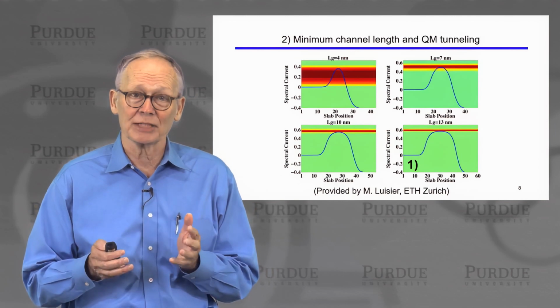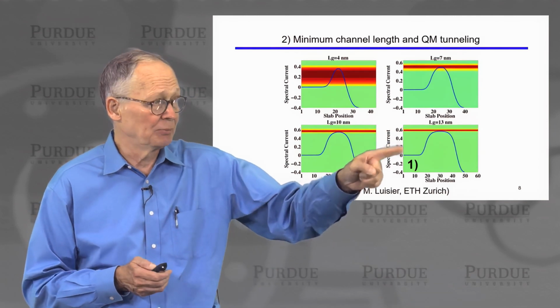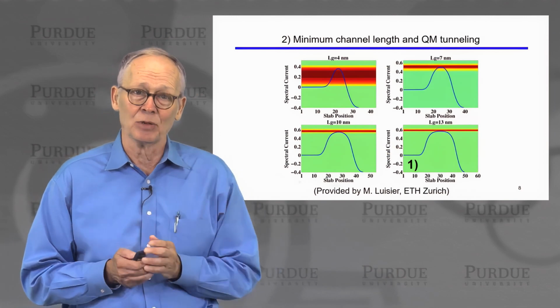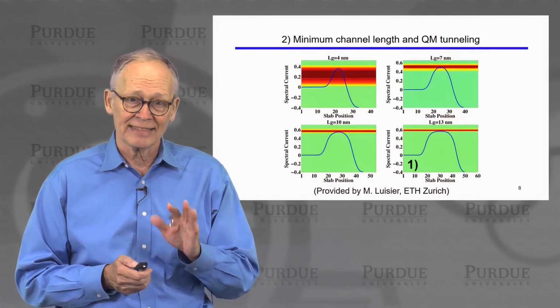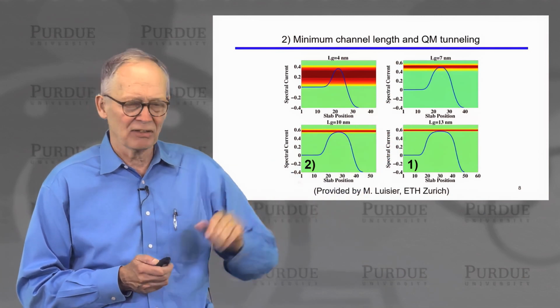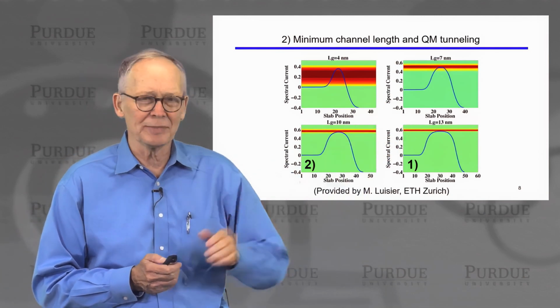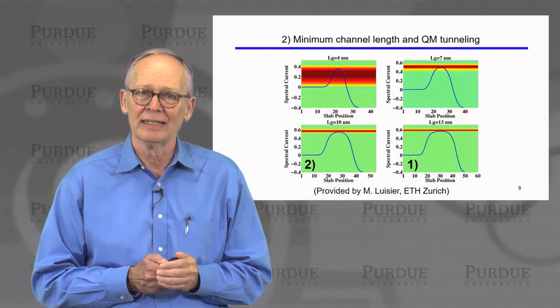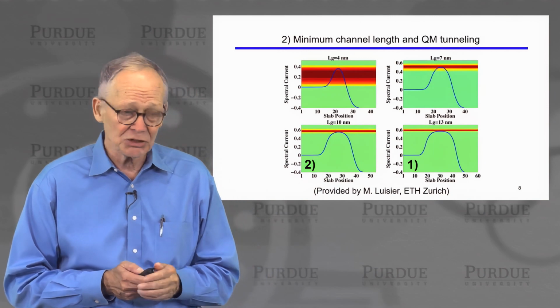This is the way a MOSFET is supposed to operate. If I push the barrier down, more current will flow because the probability of hopping over that barrier increases. That's a classical MOSFET. If I make the channel length a little shorter, go down to 10 nanometers, you can begin to see a little bit of quantum mechanical tunneling underneath the barrier, but not very much.